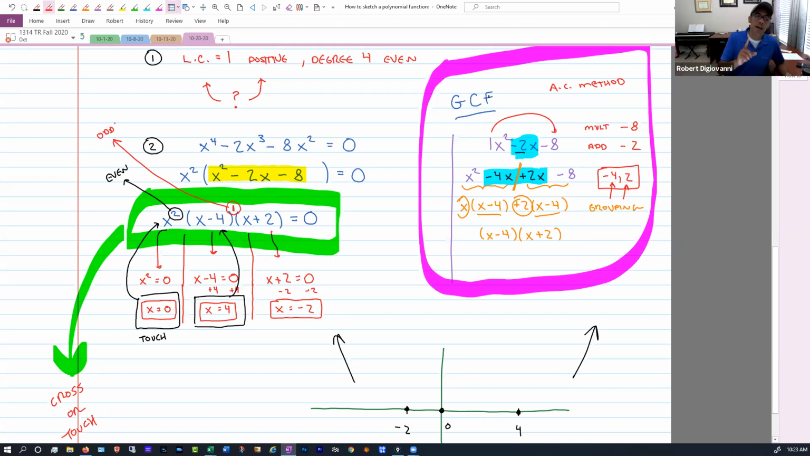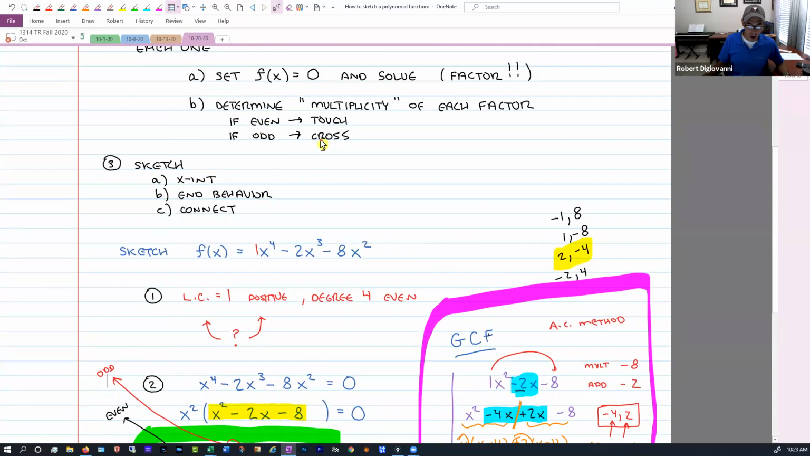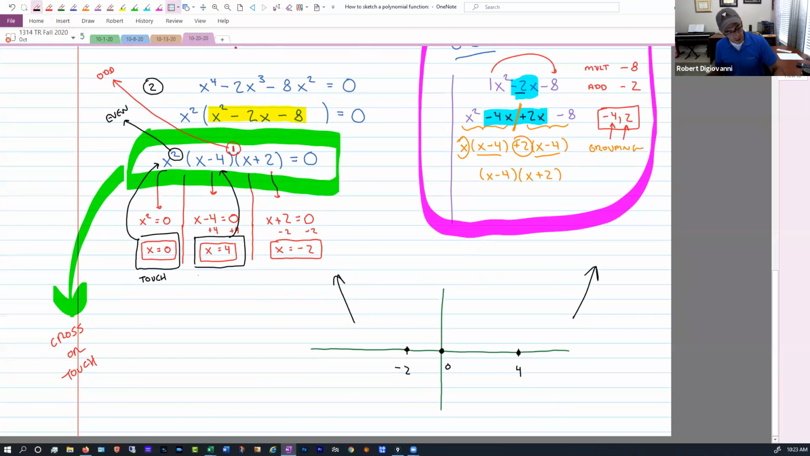The part that people mess up most of the time is when they're trying to determine this thing called the multiplicity. That's what we're doing right now. They don't look at the power up here. They look at the number itself here. So they'll look at the number 4 and say, oh, 4 is even, so I must touch. No, you have to go to the factor it came from and look at the power on the factor, and then that'll determine whether it's going to cross or touch. So we have an odd power. Odd power, it says we cross. So I know that I will cross here.